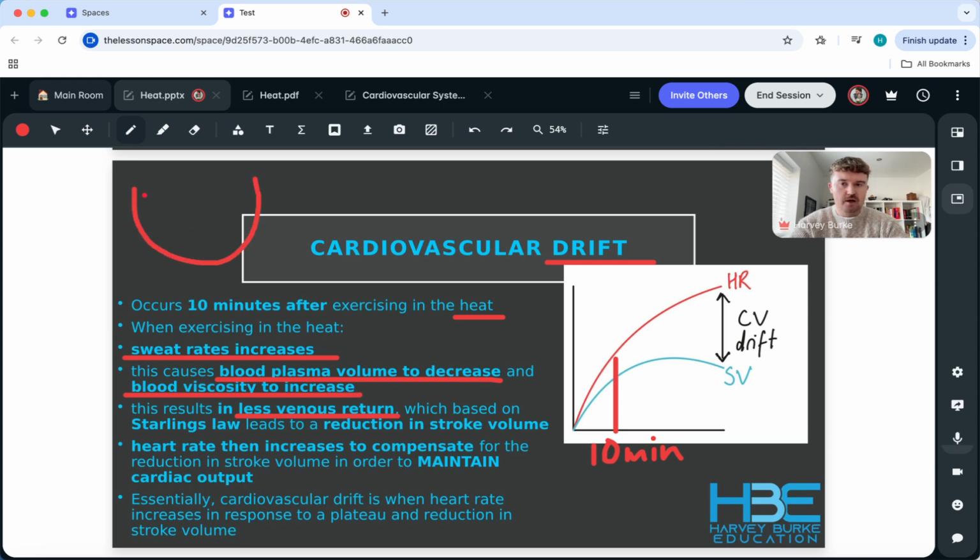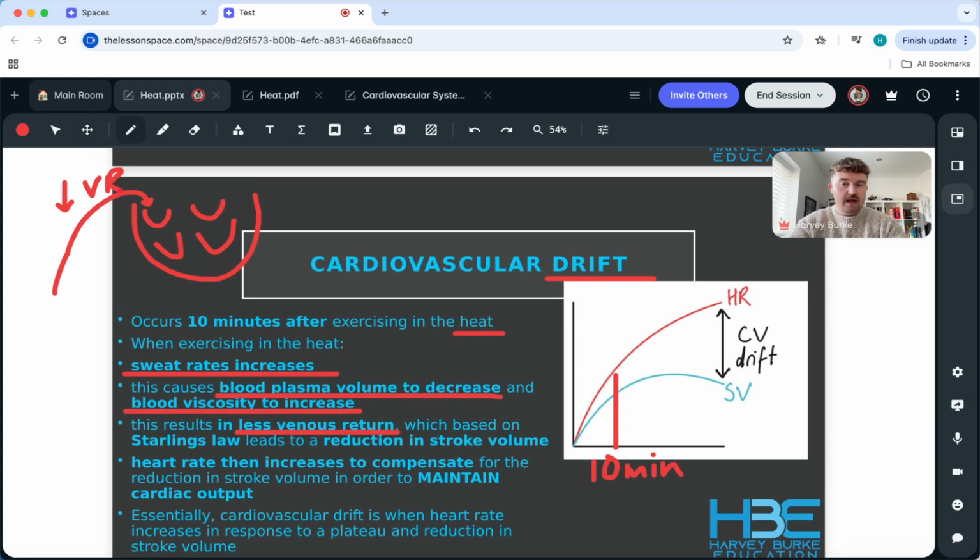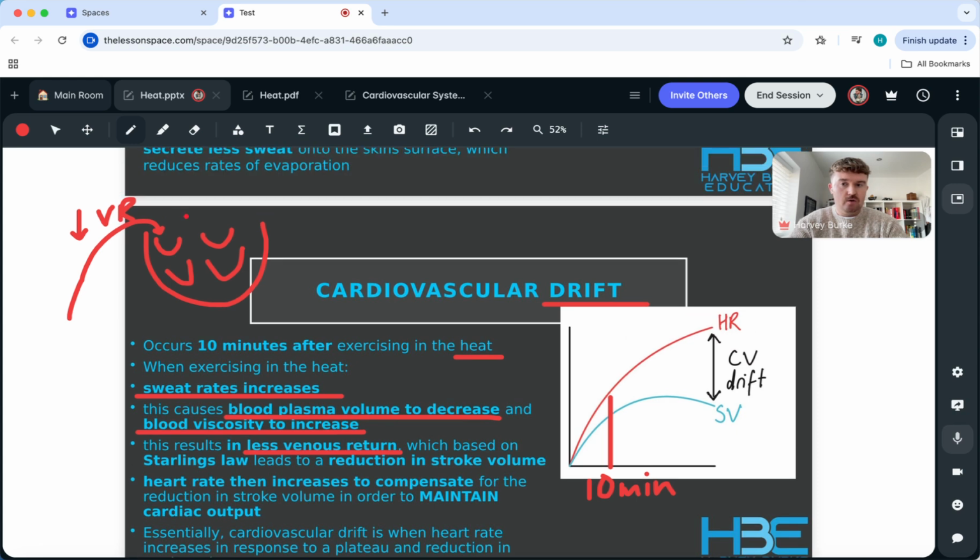So let's say this is the heart here with the two atria and the two ventricles. If the blood viscosity is higher, there's going to be less venous return getting back to the heart. And then based on Starling's law, so Starling's law says that your stroke volume is dependent on your venous return. So how much blood is able to leave the heart is dependent on how much blood was coming back to the heart. So based on Starling's law, you'd say due to the decrease in venous return, that would then also lead to a decrease in stroke volume.